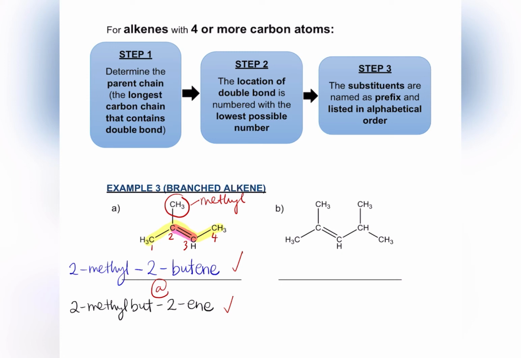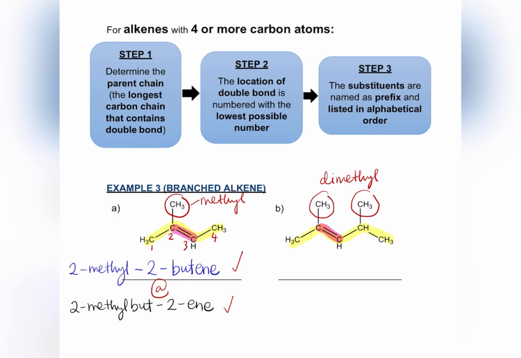Now, let's try the next example. I'm going to determine the parent chain that contains the double bond. I'm going to start from here because the double bond is closer to the left. So 1, 2, 3, 4, and 5. You can go up or you can go here. I'm going to highlight 5 carbon atoms with the double bond in the chain. Now I have 2 substituents, the first one is this one and the second one is this one. The name will be dimethyl because there are 2 identical substituents.